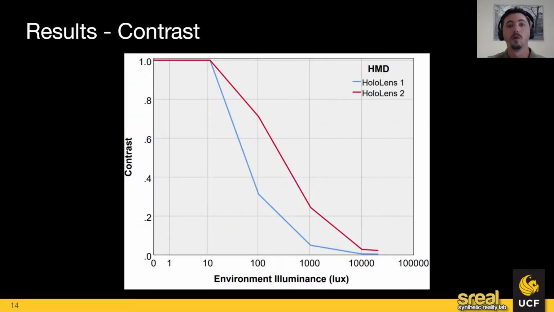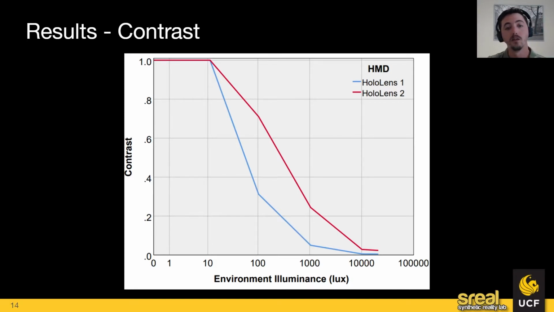Of course, an easier way to look at these figures is to convert those illuminance values into contrast values. So we did this using the Michelson contrast equation. In this figure, our y-axis is that level of contrast between 0 and 1, and our x-axis is the same. The blue plot is our HoloLens 1, and the red is our HoloLens 2.